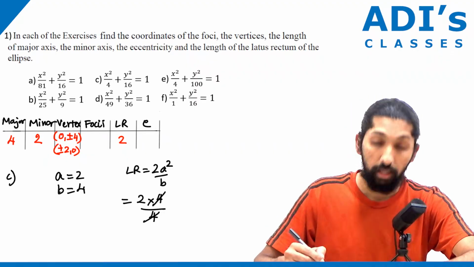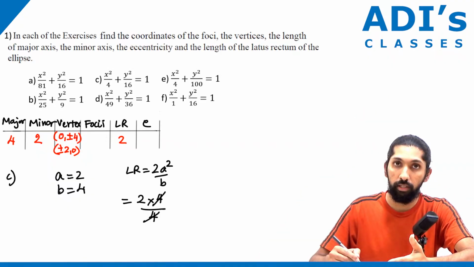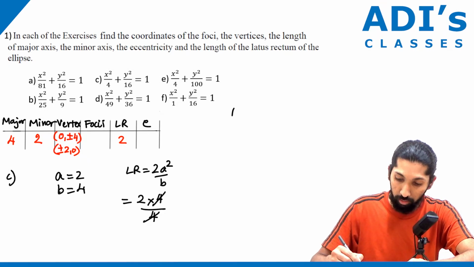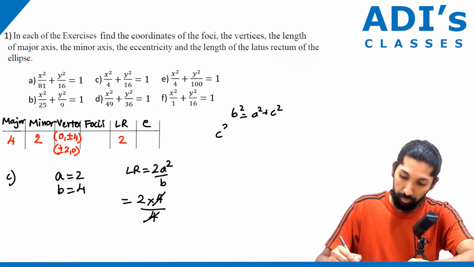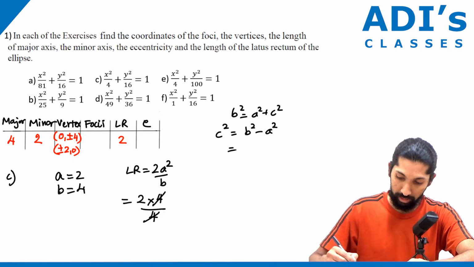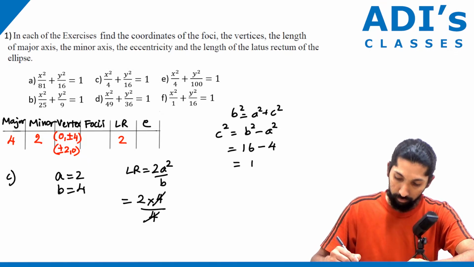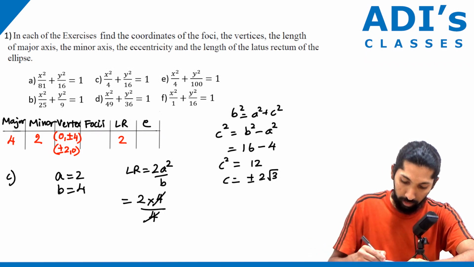Now, in this case, to calculate the focus, you have to start with, see, in the previous case, it was a square is b square plus c square. Now, b square is equal to a square plus c square, or c square is equal to b square minus a square. B square is 16 minus 4, which is 12. So C is plus or minus 2 root 3. So the foci is going to be 0, comma, plus or minus 2 root 3.